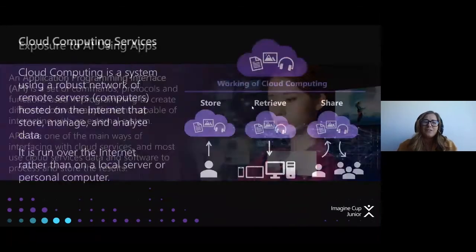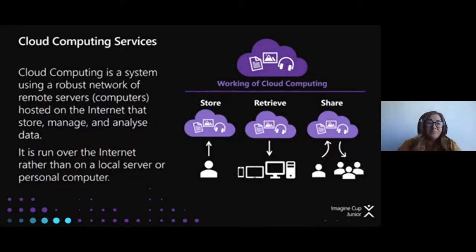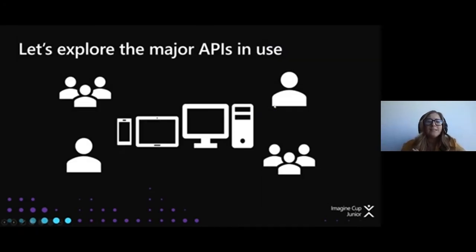Now, we did discuss cloud services last week, and we talked about how cloud services are just a system, okay? It's a system with a lot of servers, and those servers are then hosted on the internet. Now, we actually took an example of a video streaming service who host all of their data on the internet instead of on a local device or a computer. But let's explore some of the major APIs, okay?